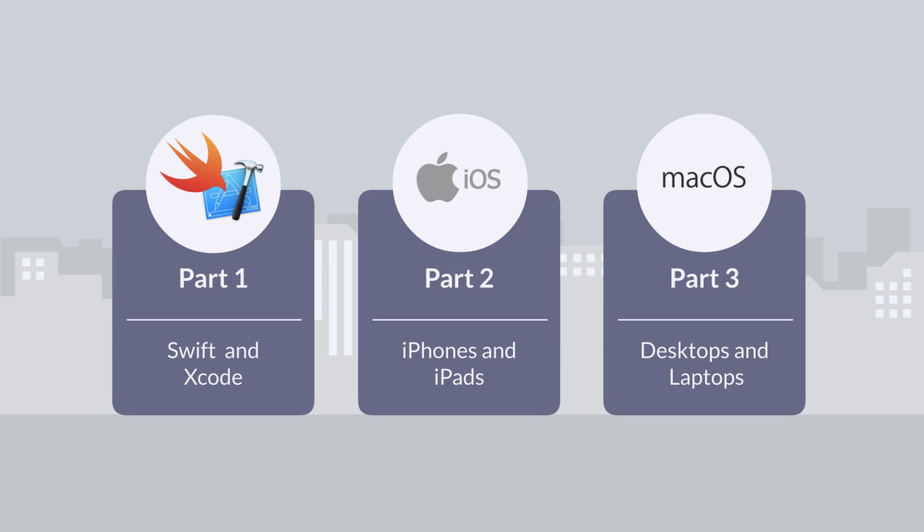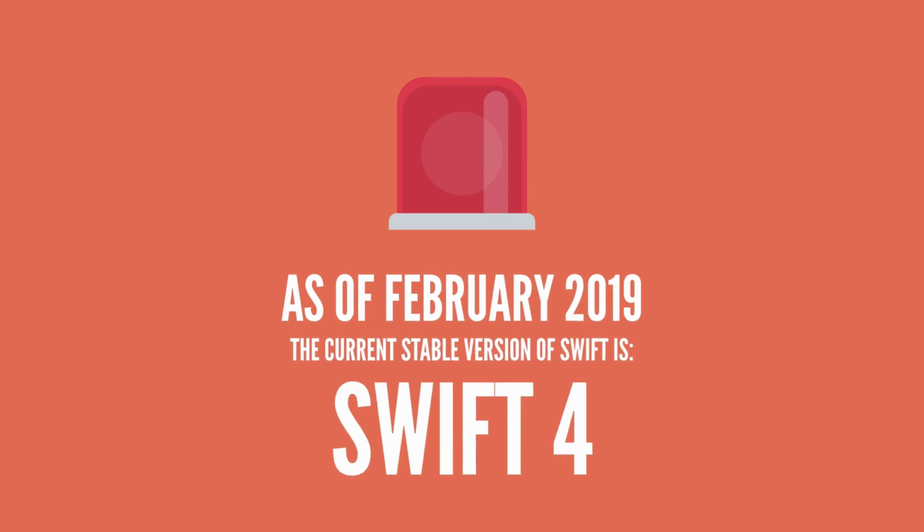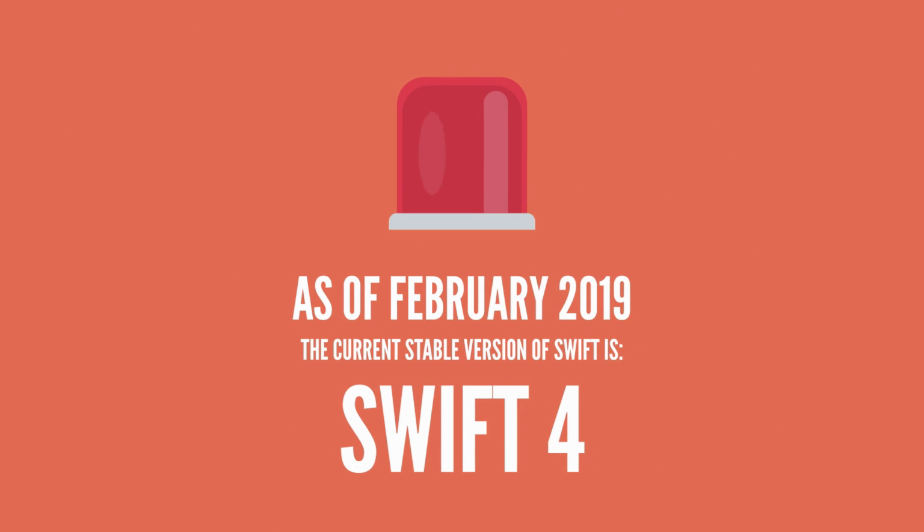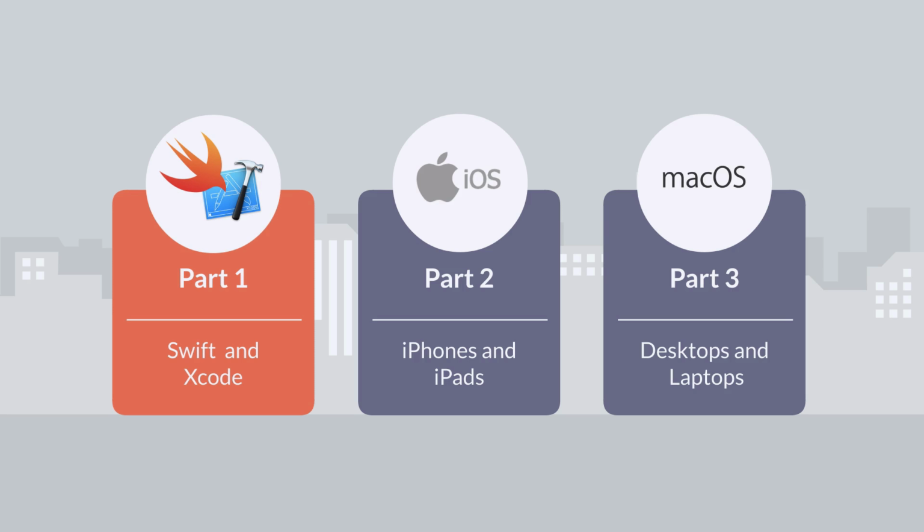If you've been putting off learning how to build your own apps, then this class is for you. If you have never built software for Apple products before, or if you just haven't done it in a while, then you should start the course at part one, where we teach you everything you need to know about the Swift programming language and Xcode, the development environment for building Apple software. The current stable version of Swift, as of February 2019, is Swift 4, so that's what we teach here.